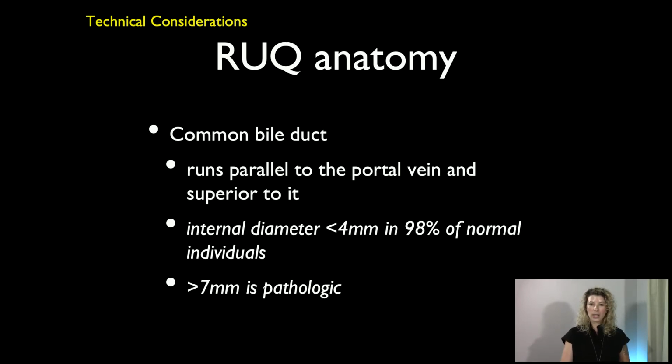We're going to visualize the common bile duct. It runs parallel to the portal vein, often superior to it, so more anterior, so closer to the probe when you're looking at it on a screen. The internal diameter of the common bile duct is typically less than 4 millimeters. Anything greater than 7 millimeters is considered pathologic, and 1 centimeter is sort of universally considered pathologic.